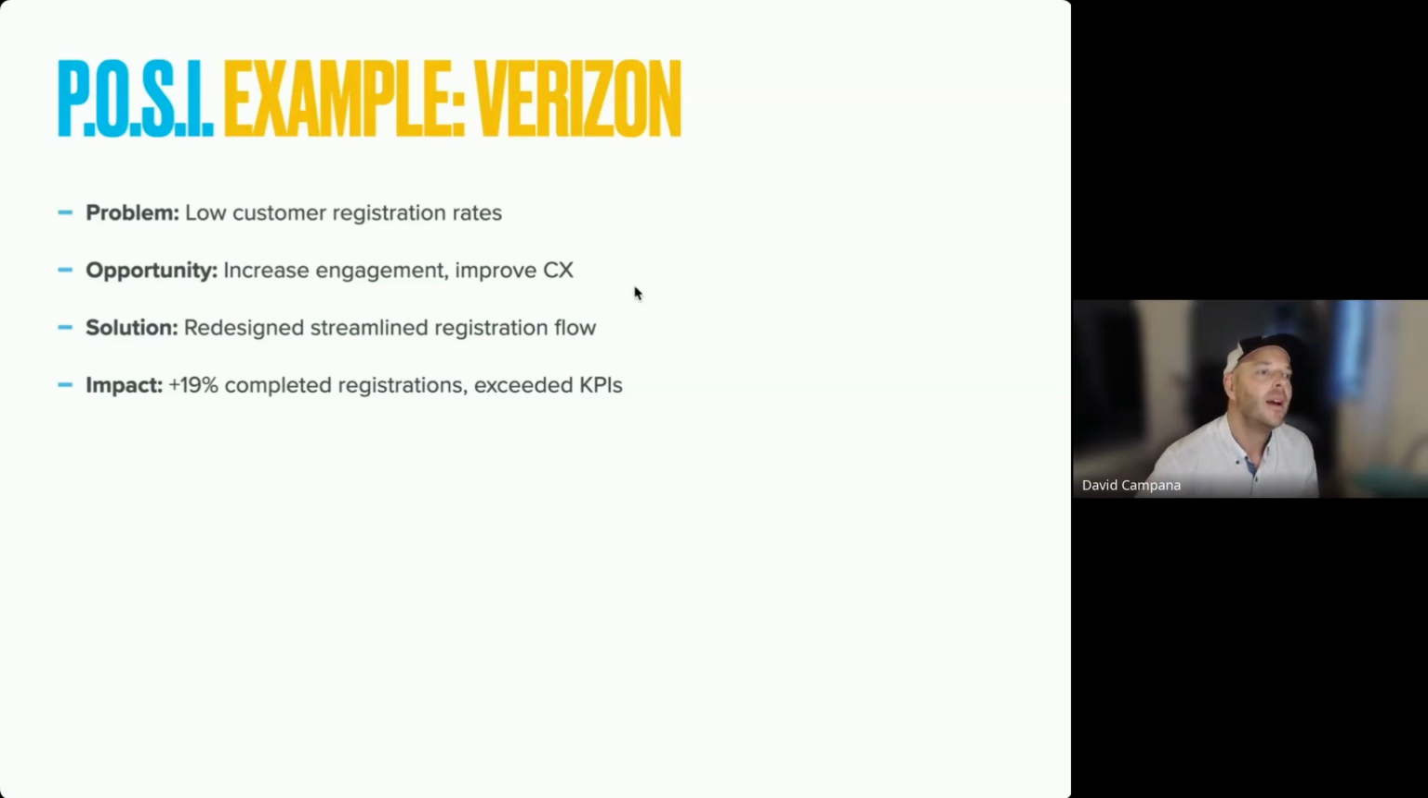The opportunity was, once we solved this problem, we increase engagement, we improve CX, right? Customer experience. And that would be complemented by our target. For Verizon, our existing email registration was right around 10%, and we wanted to double it to 20%. The solution was we completely redesigned the flow to make it more streamlined and strip out any unnecessary information that was causing a hurdle or a speed bump to getting that customer registered. And the impact in the end, we ended up with 19% completed registrations, which doubled our starting point.